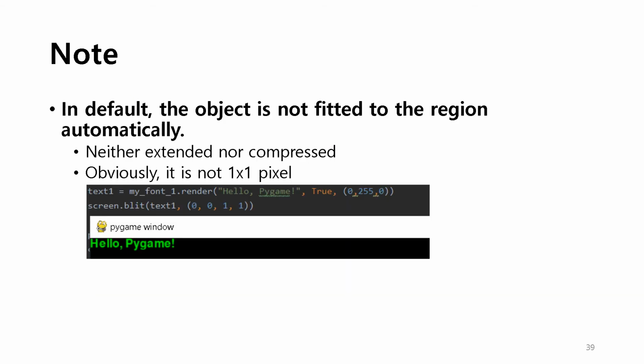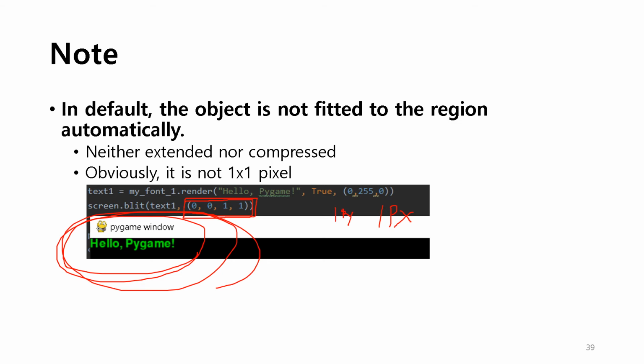Note that when we use blit, the image cannot be cropped although the image size is larger than the given region. Let me show the example. We specify the region like this, very small, 1 pixel by 1 pixel. But it is printed very normally, right? And obviously this text is not 1 by 1 pixel, right? So be cautious of the region.